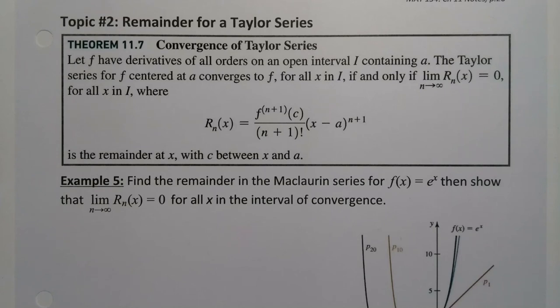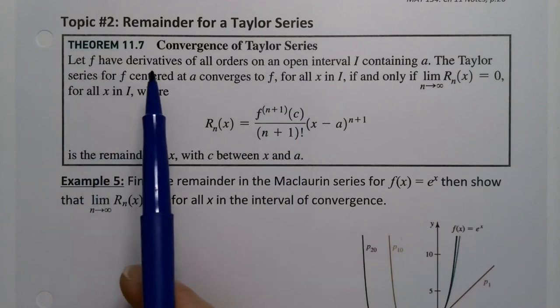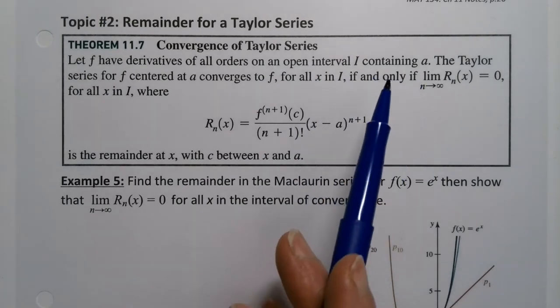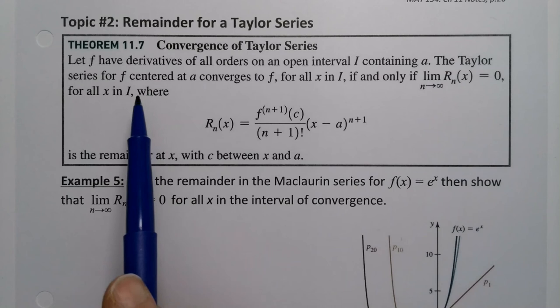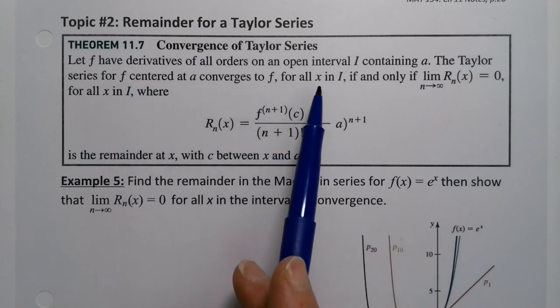On this page, we just want to remind ourselves about a concept we learned about and touched on in section 11.1, and now it's back a little bit, which is the convergence of Taylor series. So if you let f have derivatives of all orders on an open interval, I, containing a, so in other words, an interval containing your center, then the Taylor series for f centered at that a converges to f for all x in that interval.